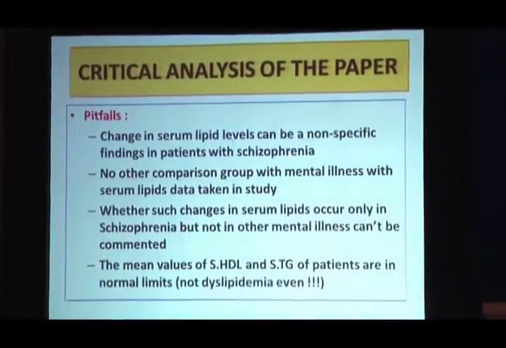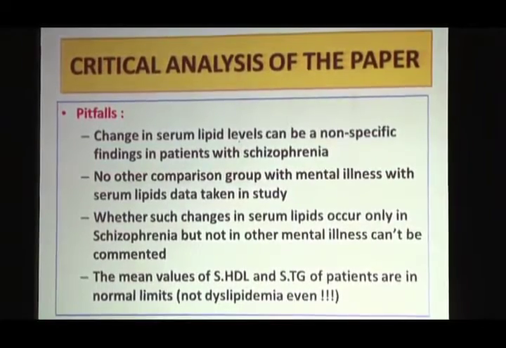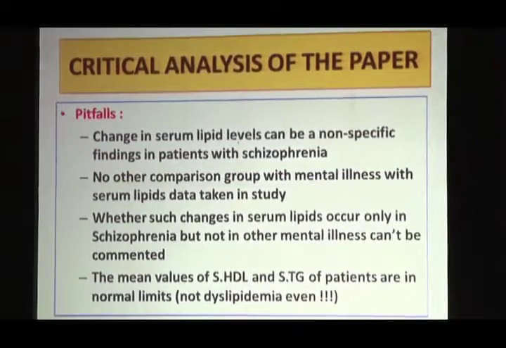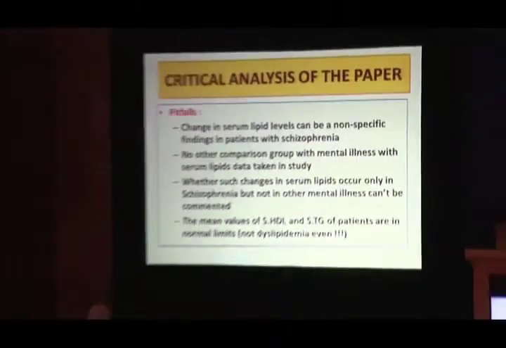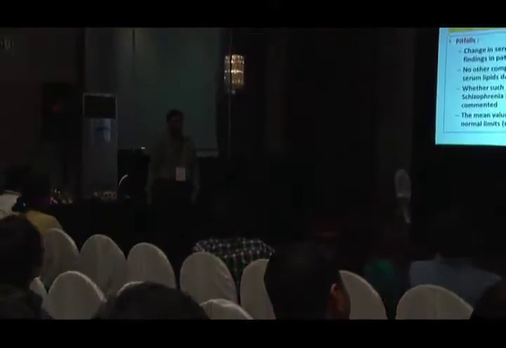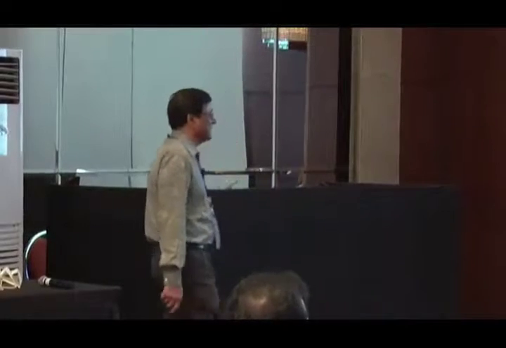Change in serum lipid levels can be a non-specific finding in patients with schizophrenia. No other comparison group with mental illness had serum lipid data taken in the study. Whether such changes in serum lipids occur only in schizophrenia and not in other mental illnesses, we don't know. And the mean values of serum HDL and serum triglycerides of patients are within normal limits. They are seeing the differences, but ignoring that they are all within the normal range. So the subjects are not even in a state of dyslipidemia. So how can we come to this conclusion in a paper published in Acta Psychiatrica Scandinavica?